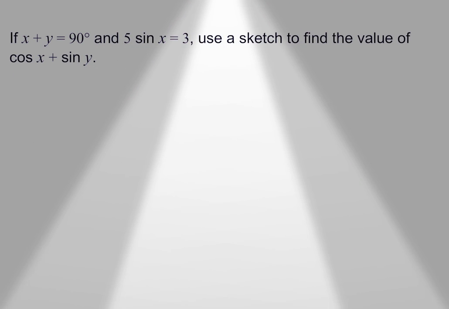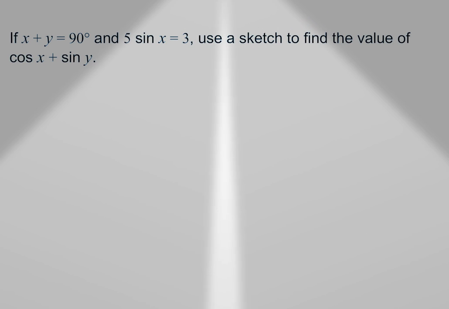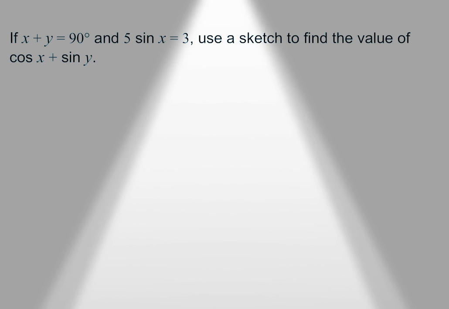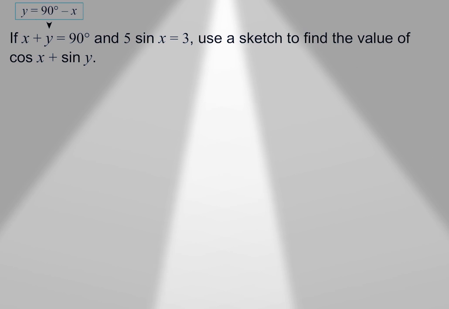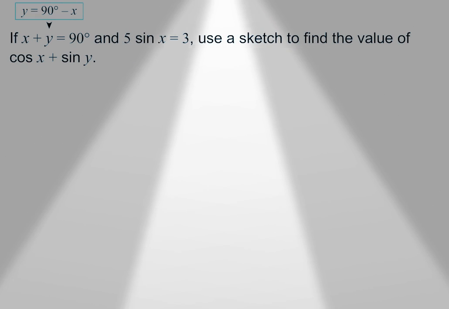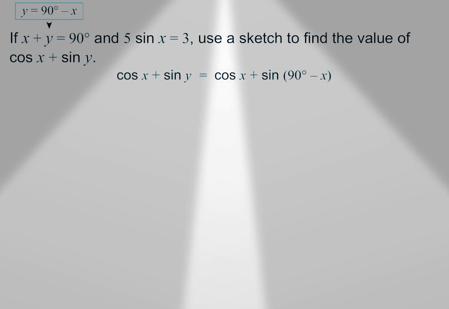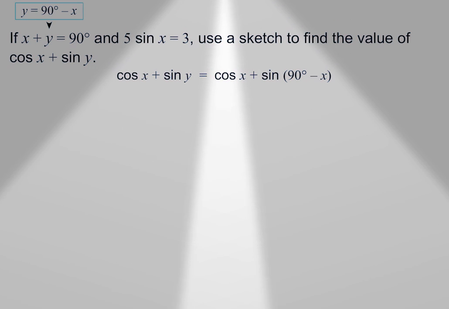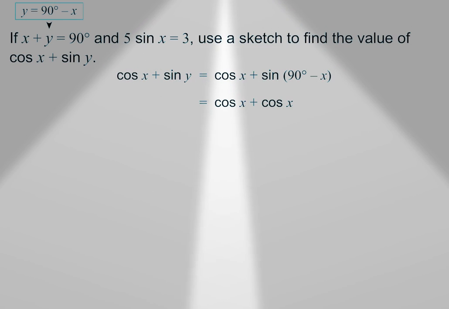Here is our last example. We are given that x plus y equals 90 degrees and 5 sine x equals 3. We are then asked to use a sketch to find the value of cos x plus sine y. If x plus y equals 90 degrees, then y will be equal to 90 degrees minus x. This means we can rewrite cos x plus sine y as cos x plus sine 90 degrees minus x. Then, using cofunctions, we can rewrite sine 90 degrees minus x as cos x.